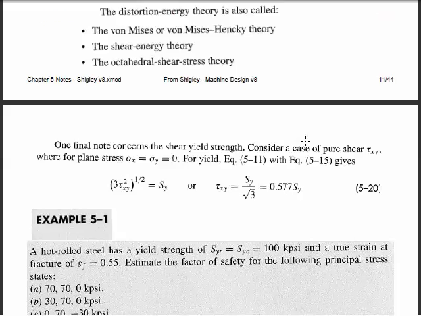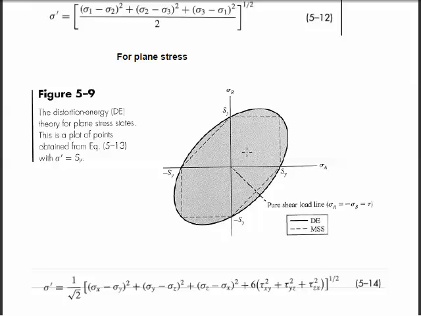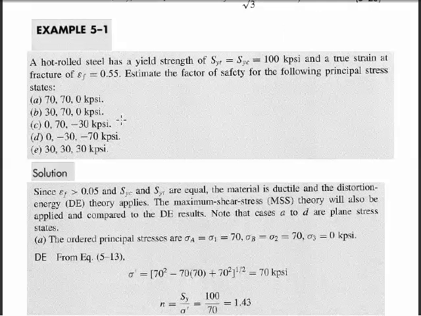Let's take a quick look at why. Notice our failure lines for the maximum shear stress theory. Notice the failure ellipse for the von Mises theory, and notice that we were in a situation where sigma A and sigma B were both equal. And if they're both equal, we're on this 45-degree line, and on the 45-degree line, both theories give exactly the same answer. They both reach the boundary at the same place, so we should expect them to give the same answer.